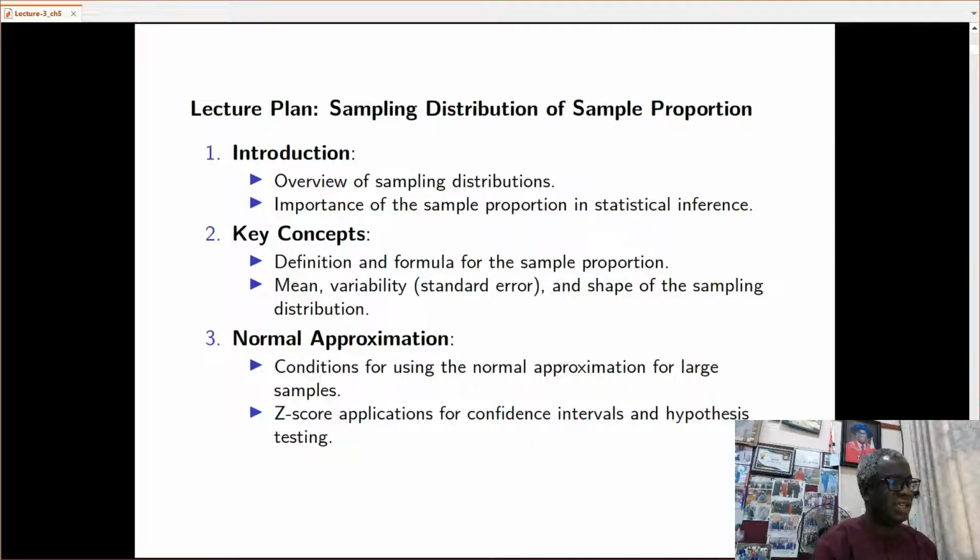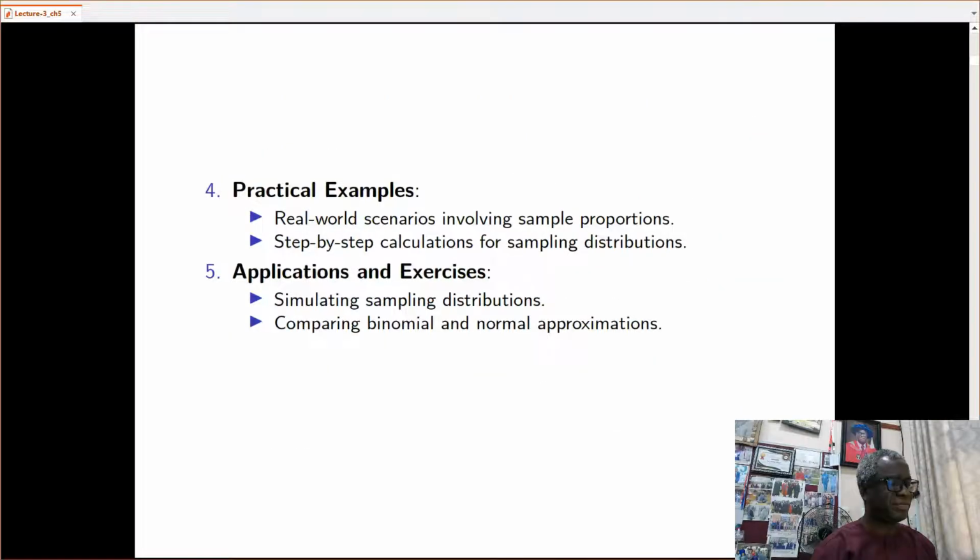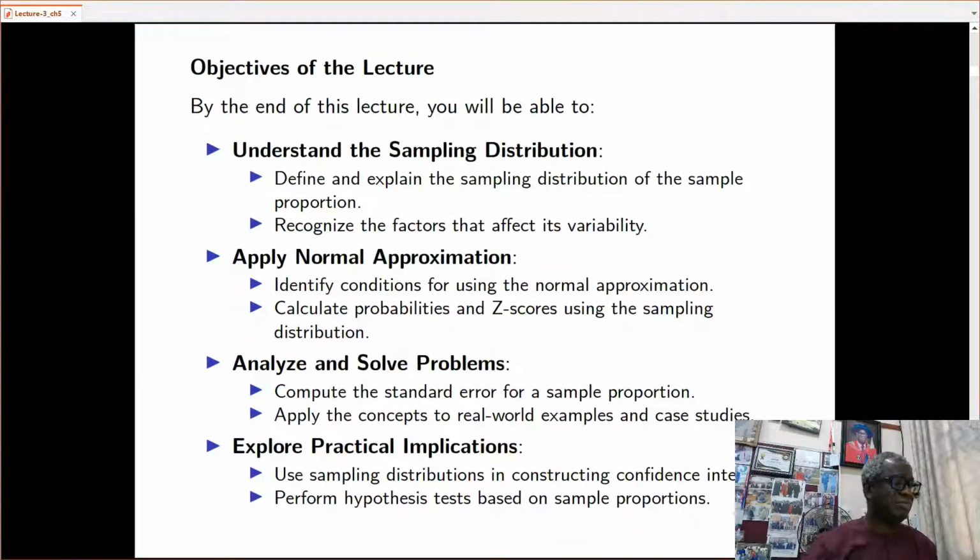Finally, we will conclude with applications, exercises, and make comparison between binomial and normal approximations. By the end of the lecture, you will be able to achieve the following.